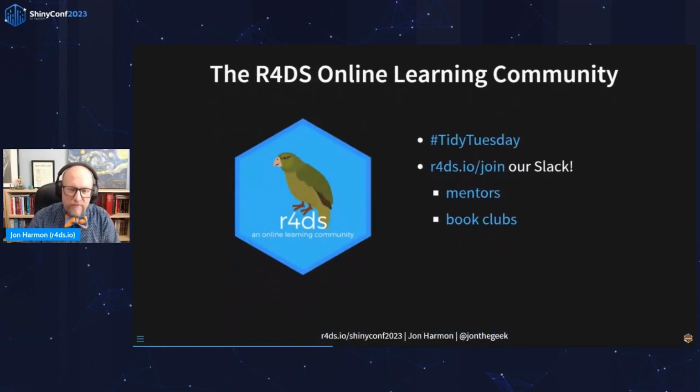So as we've mentioned, I run the R4DS Online Learning Community. If you know about us, it's most likely because of Tidy Tuesday, our social media project where we release a data set every week, and then people make visualizations and models and all kinds of things and post about them. But we're also a Slack community. We have about 15,000 members right now. About 500 of those are active every week.